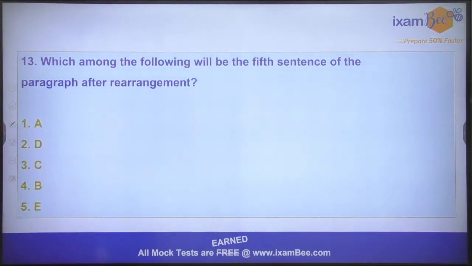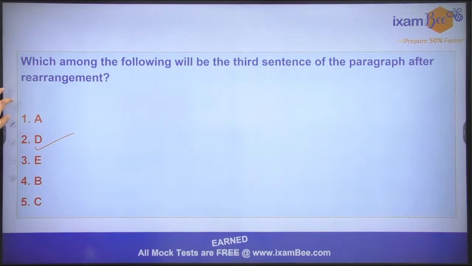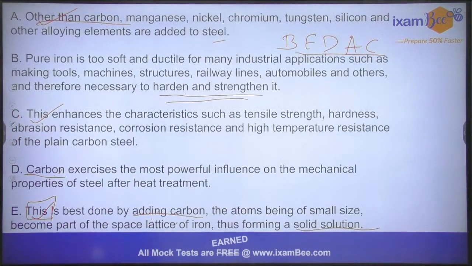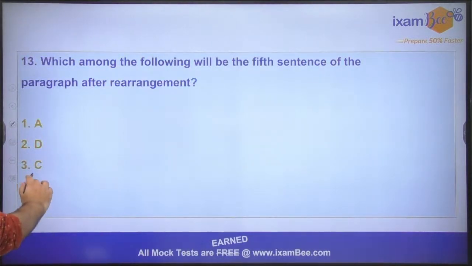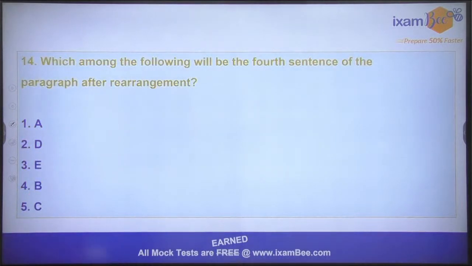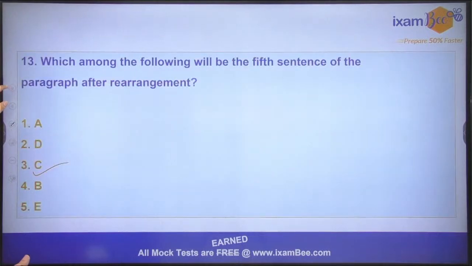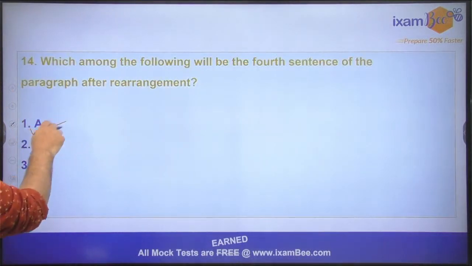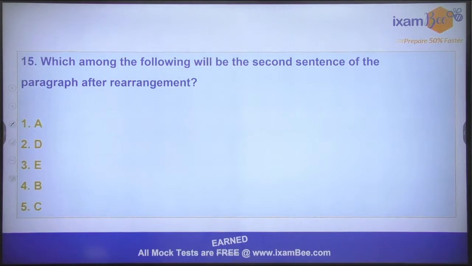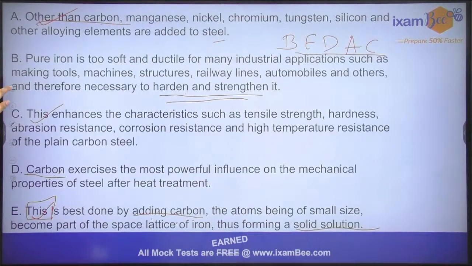Which among the following will be the fifth sentence of the paragraph after rearrangement? So we see the fifth one. So it's C. Okay. Which among the following will be the fourth sentence of the paragraph after rearrangement? So we see the fourth one. So it's A. Which among the following will be the second sentence of the paragraph after rearrangement? So we see the second, it is E.